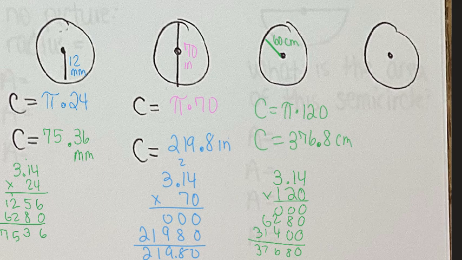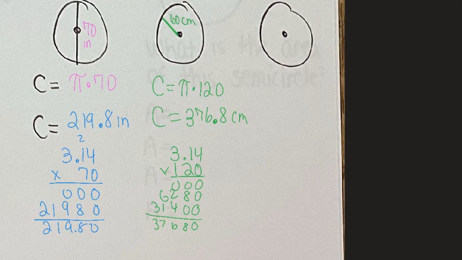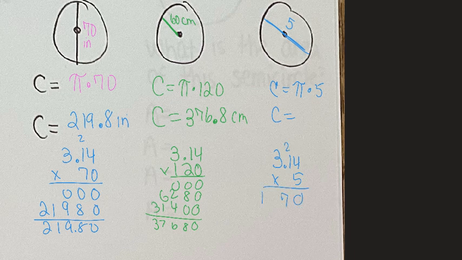All right, last question. Push pause, work it out, push play, and see if you get the right answer. I got 15.7, and I didn't have a label, so if we put feet, it would be feet right here.